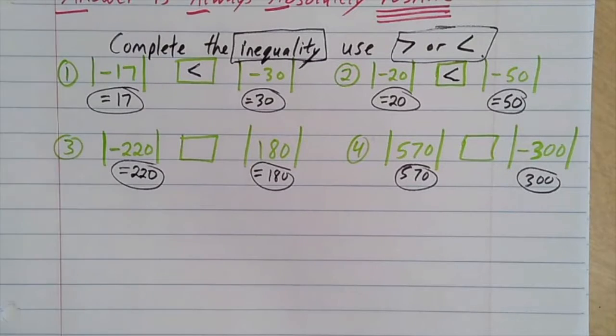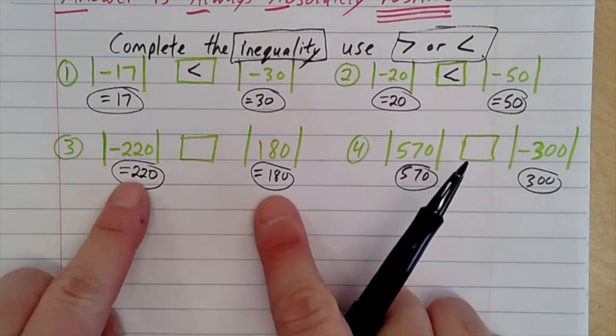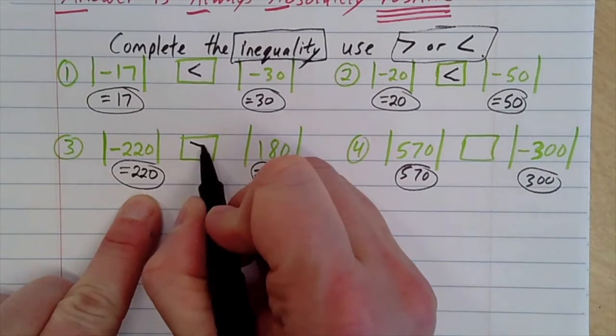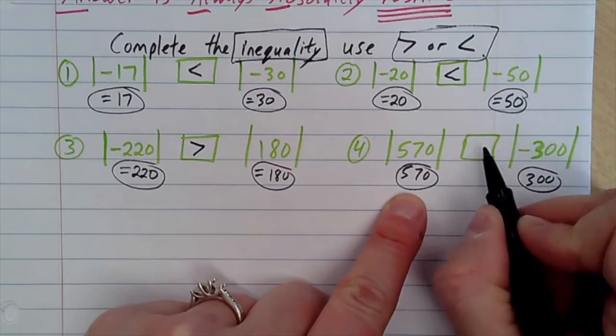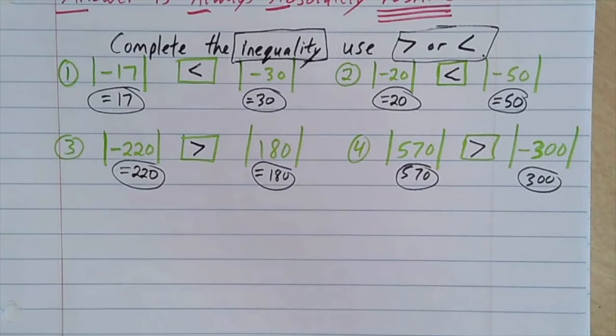So as I solved, I was literally just looking at the numbers because that's how far it is away from 0 and forgetting about the positive or the negative. So now compare these. 220 is greater than 180. 570 is greater than 300.